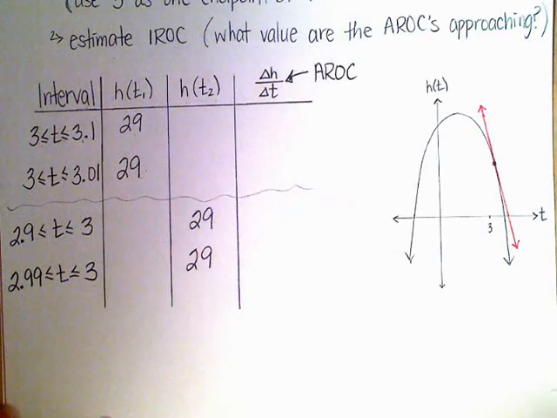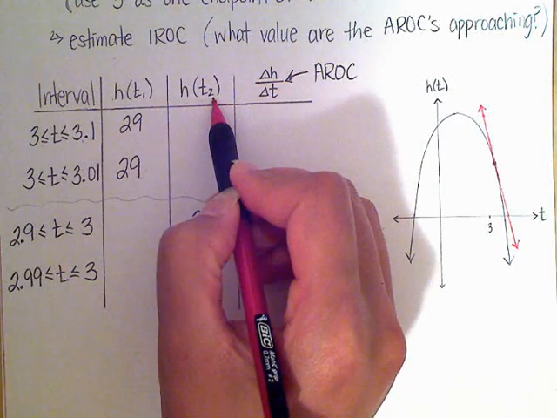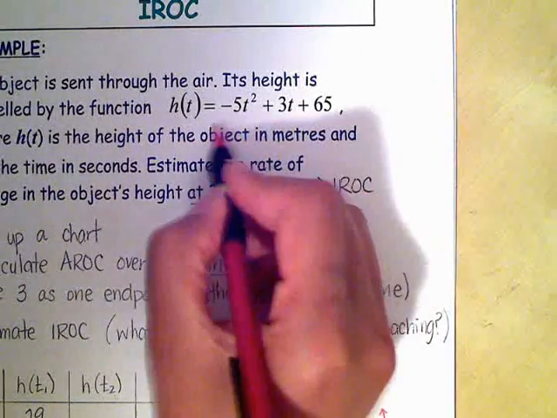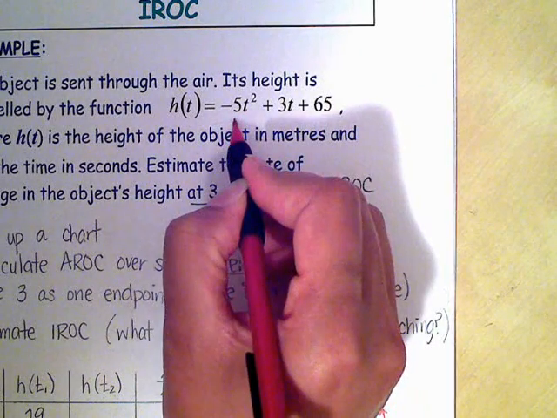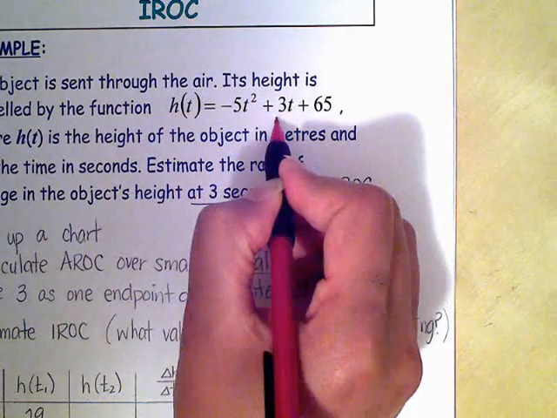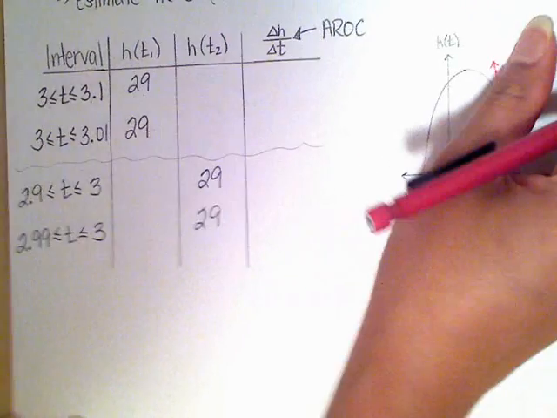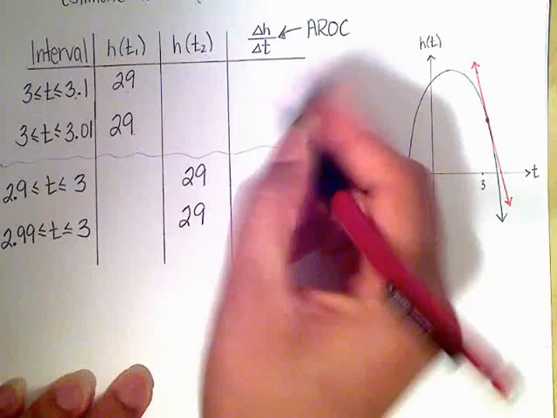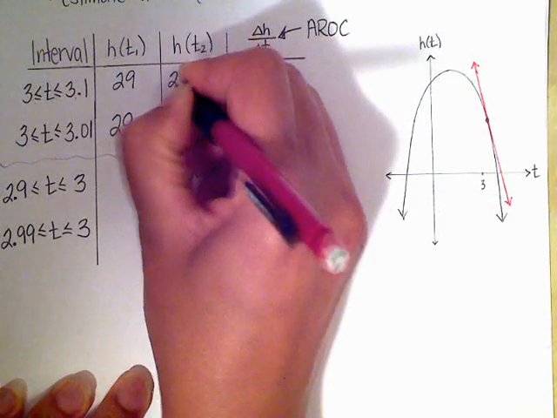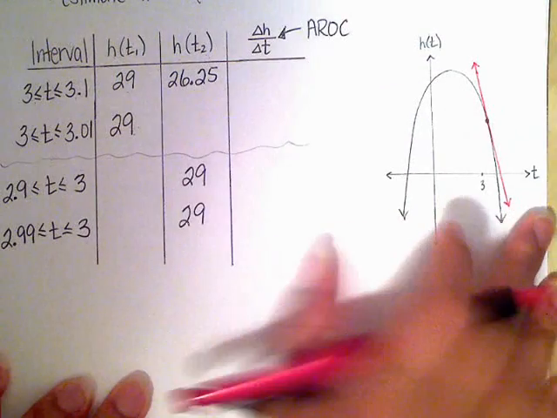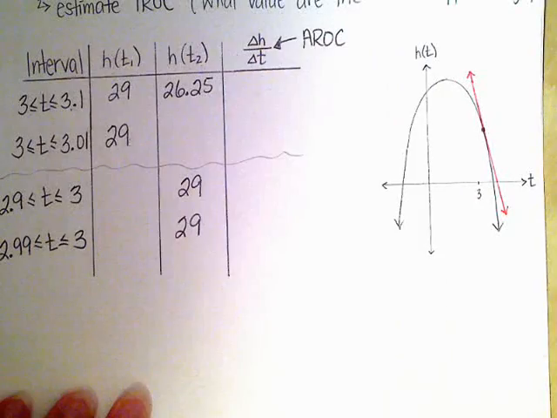Okay, now I have to find the height of the function at the second time, so I'm just going to plug in 3.1 on my calculator in this function. So negative 5 times 3.1 squared plus 3 times 3.1 plus 65. And when I do that calculation, I get 26.25. And I usually find that it's easiest to do all your calculations first and then to figure out the average rate of change after.